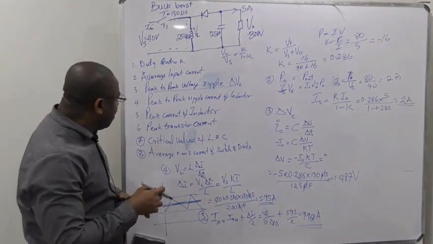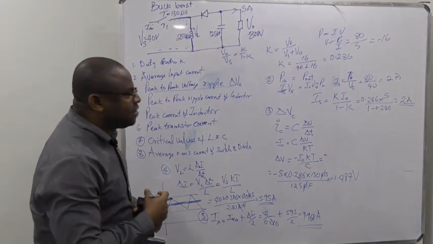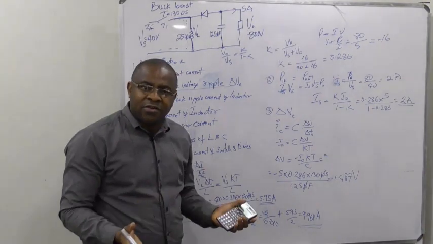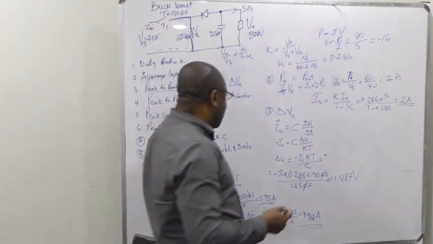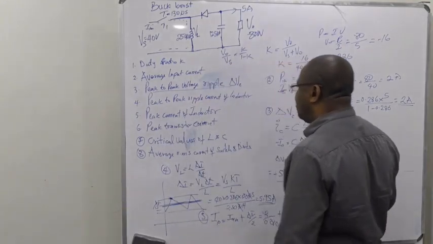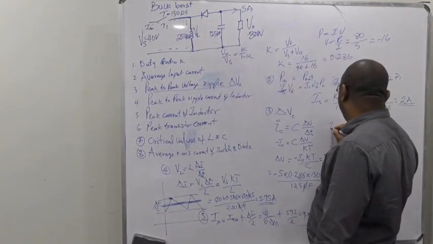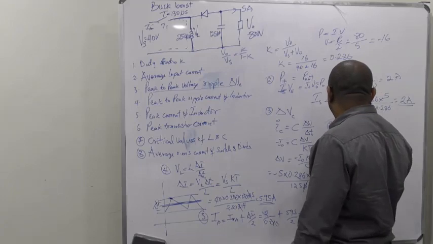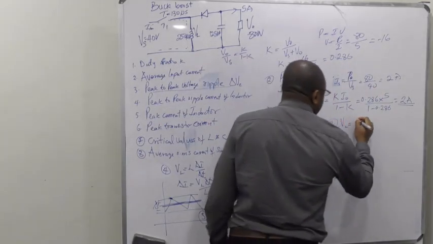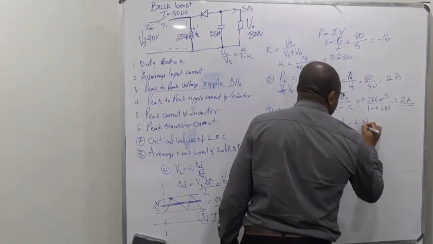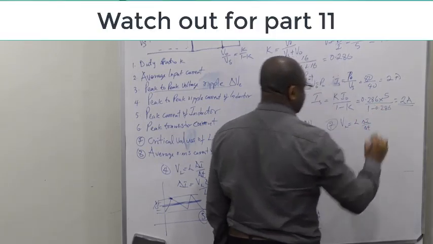Now, the critical values of L and C. Let's start with L. So I'm looking at number 7. We know that VL is the same thing as L delta I over delta T.